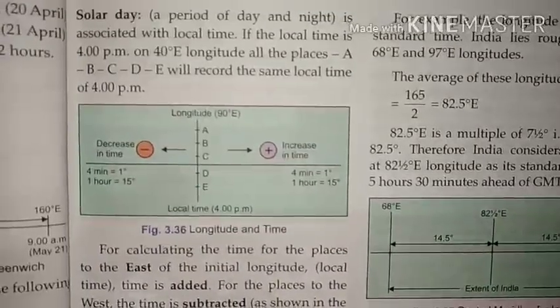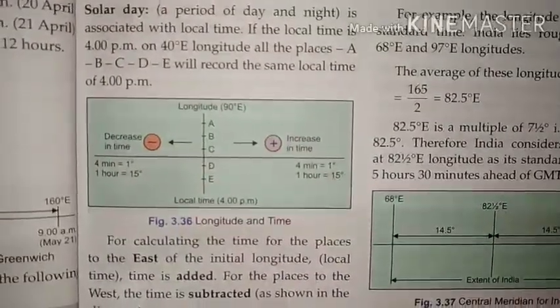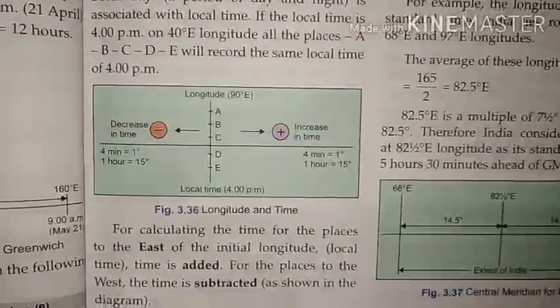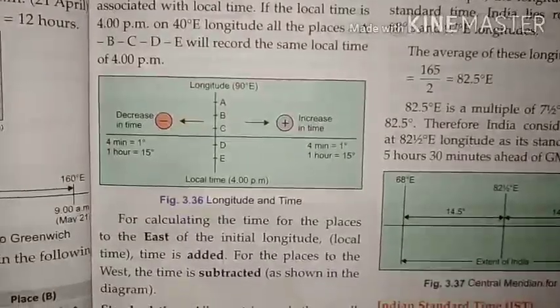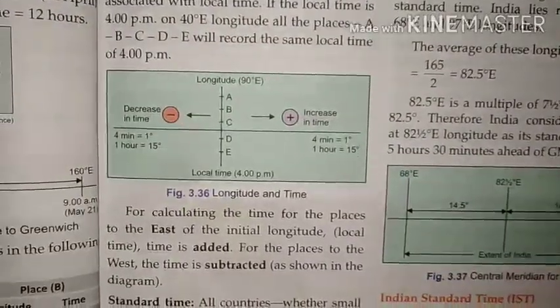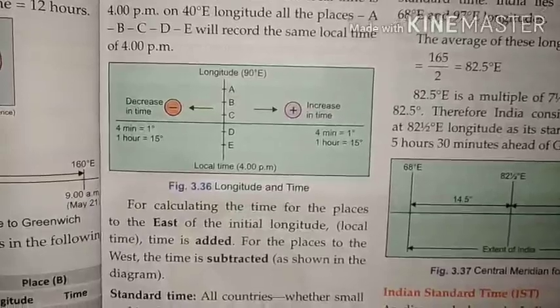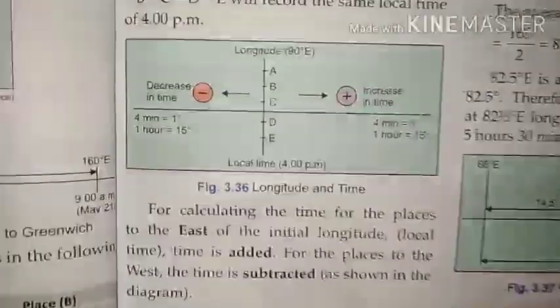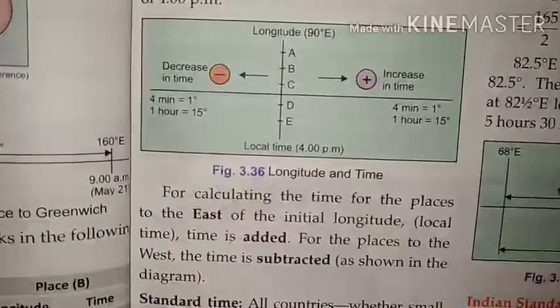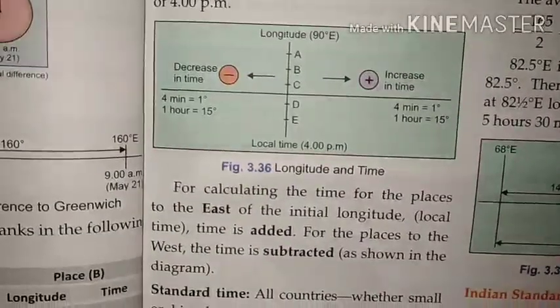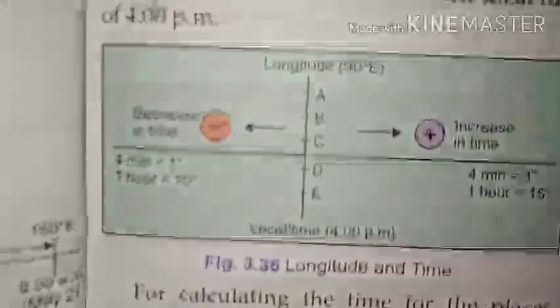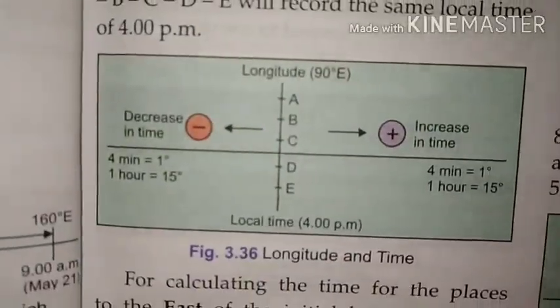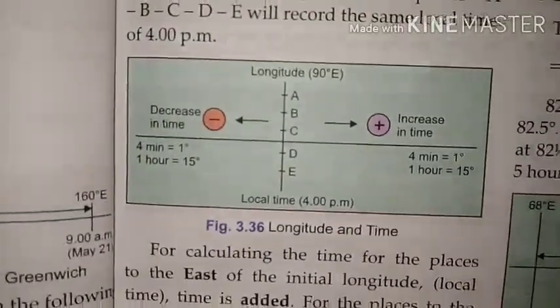Solar day. A period of day and night is associated with local time. If the local time is 4 p.m. on 40 degrees longitude, all the places A, B, C, D will record the same local time of 4 p.m. So here you can see in the figure A, B, C, D, E all are on the same meridian. You can see they are on the same vertical line. So all these places will experience the same local time.